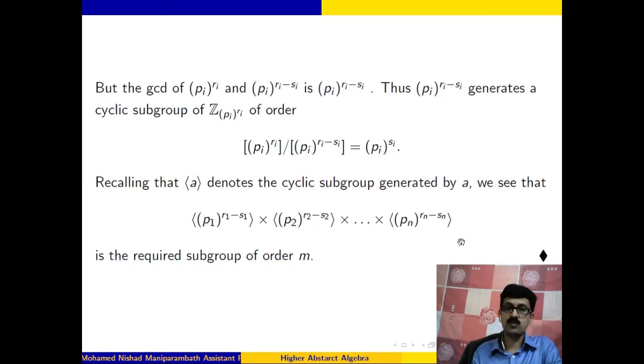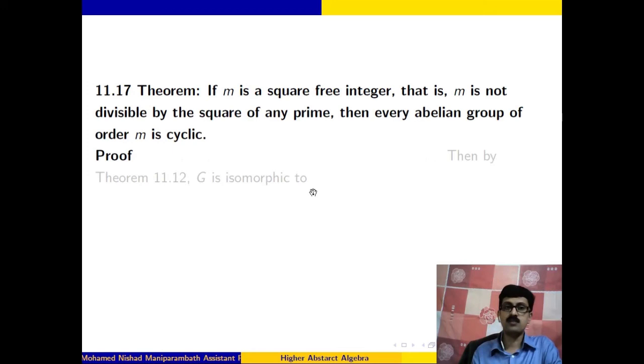It is of order m. Now we move to another theorem, theorem 11.17. If m is a square free integer, that is, m is not divisible by the square of any prime number, then every abelian group of order m is cyclic. M is square free, that means m is not divisible by the square of any prime number, then every abelian group of order m is cyclic.